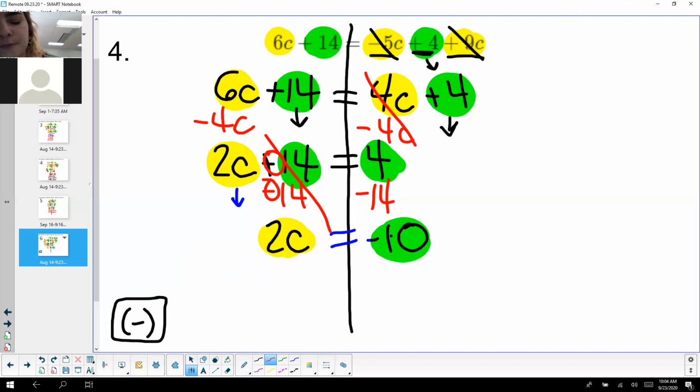So 2c is 2 times c. To undo that multiplication between the coefficient and the variable, I'm going to divide both sides by 2. So 2 divided by 2 cancels. I'm left with c equals, and then you can enter -10 divided by 2. And that's going to give you -5.